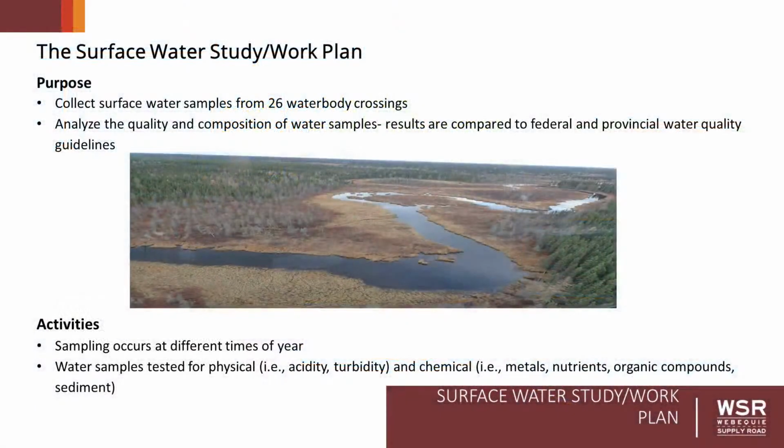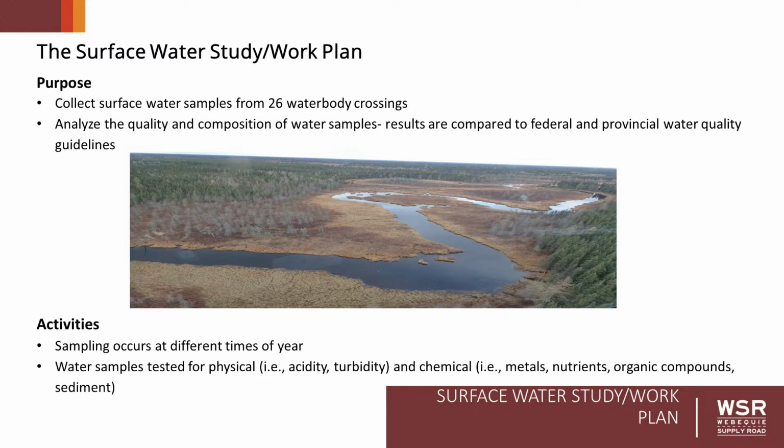Let's move on now to our final study plan, which is, funny enough, surface water. How about that? So maybe, Ange, you can tell us a bit about the surface water study plan and what's involved in that. Okay, so for the surface water program, water samples are collected from about 26 water crossings, pretty much matching where we did the fish habitat assessments, at all or as many as we could access of the road crossings.